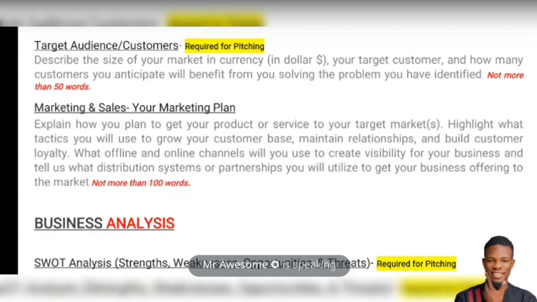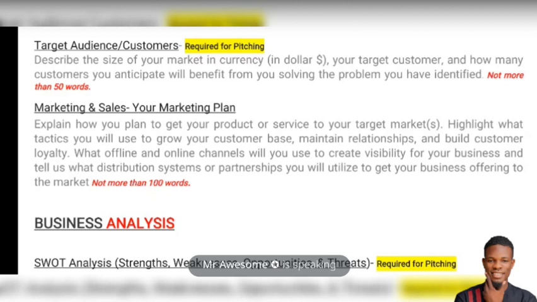So marketing focuses on your customer needs. Advertising focuses on your company features. Now you advertise to make your company popular while you market to get a customer base. Now, what offline and online channels will you use to create visibility for your business? This is where Facebook advertising comes in, Google ads, influencer marketing, email marketing, WhatsApp marketing, and all of that.